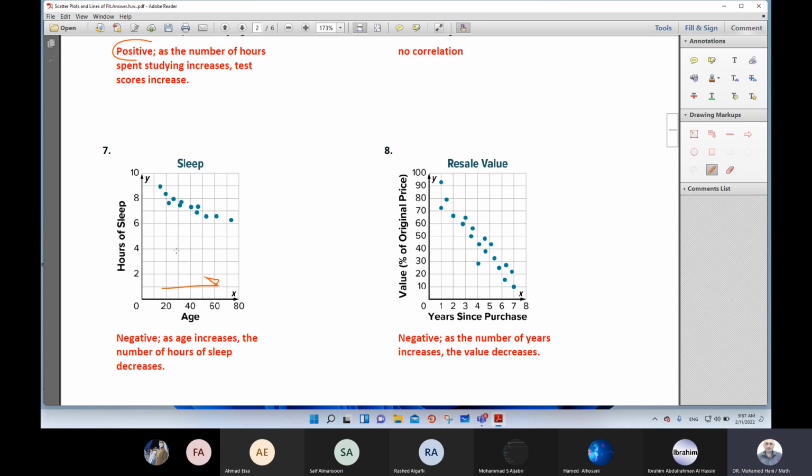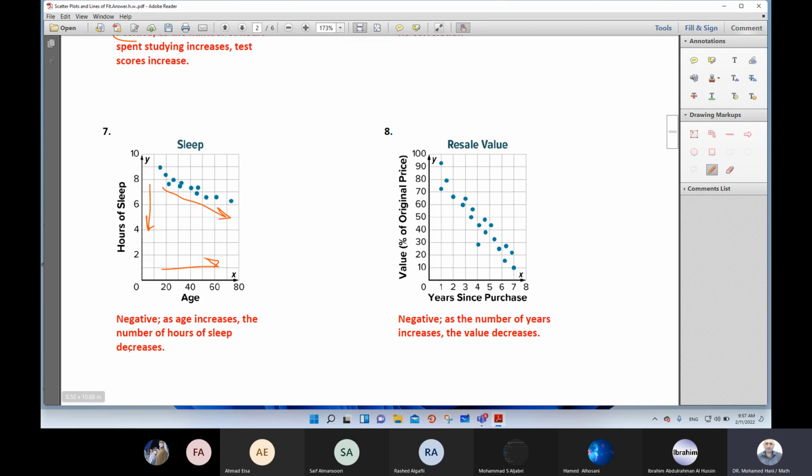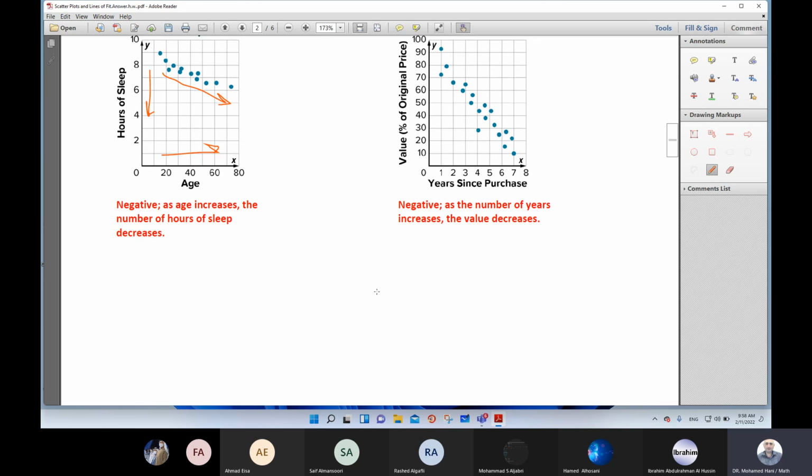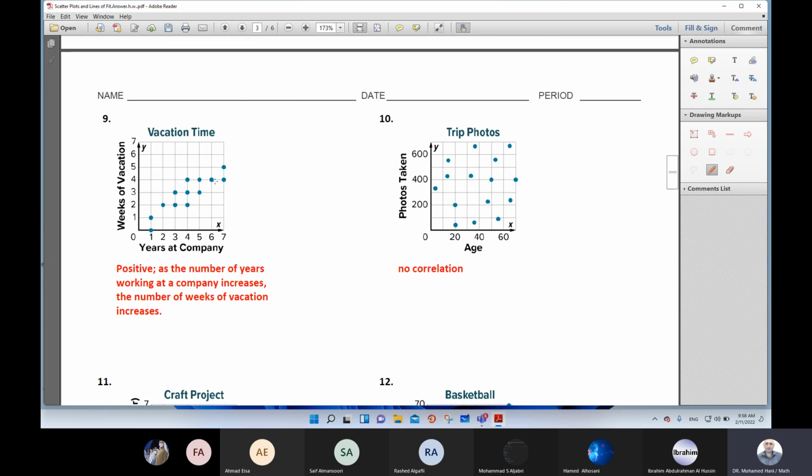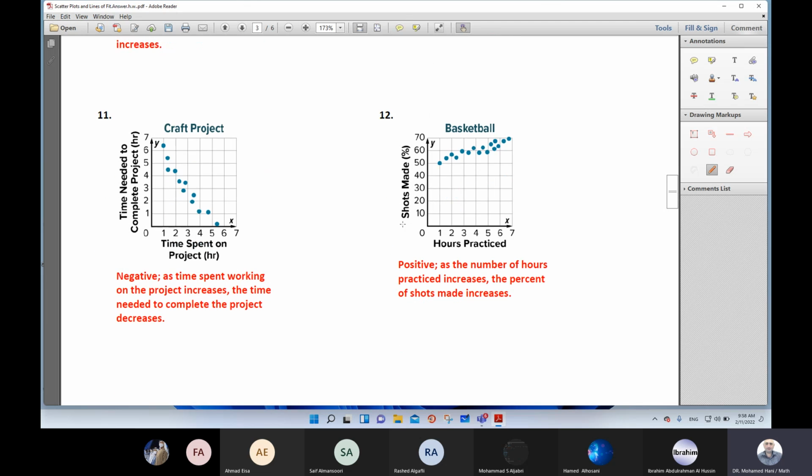Increasing in x, decreasing in y. So as you see, we have negative. So as age increases, the number of hours of sleep decreases. And as you see here, the same idea, negative. Here, positive. Here, no related, no correlation. Here, negative. Here, positive.